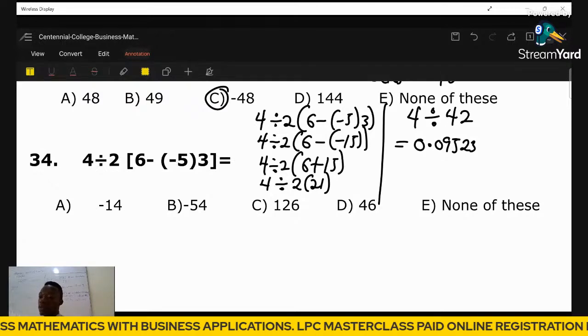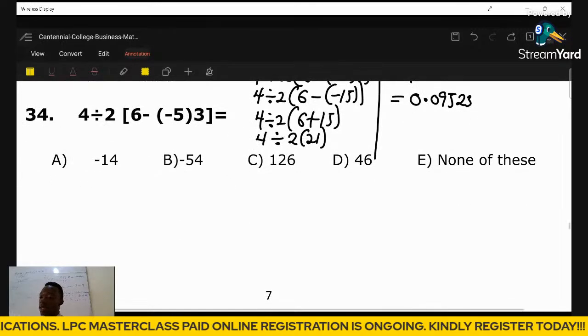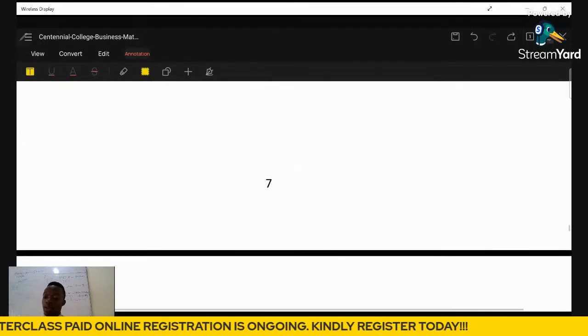So ask yourself, do you see any of these options? No. And that should go for none of these. So that should be E. So let's take note of that.